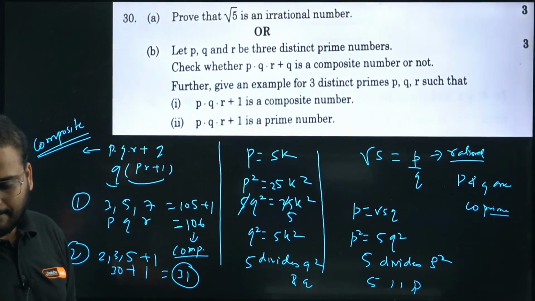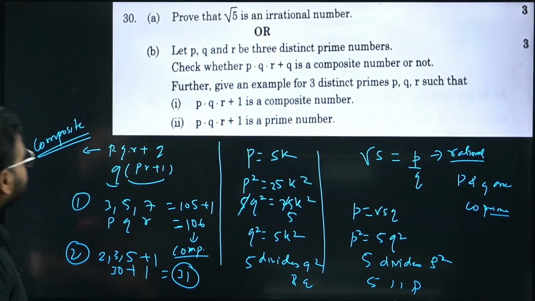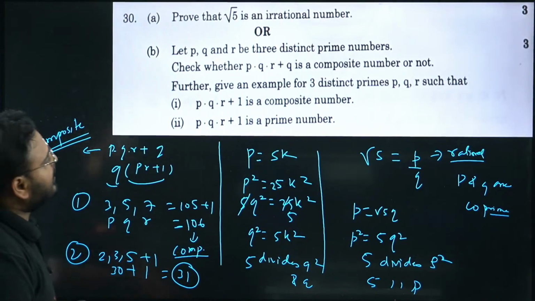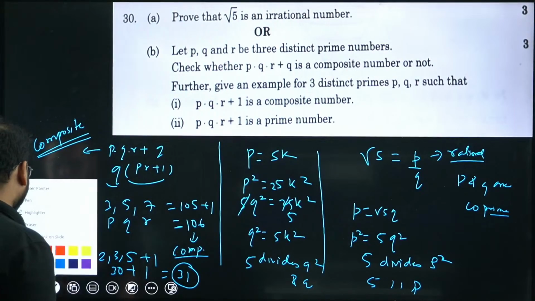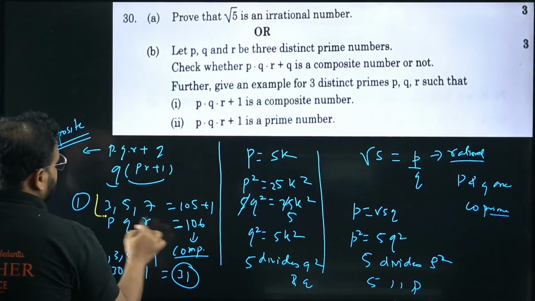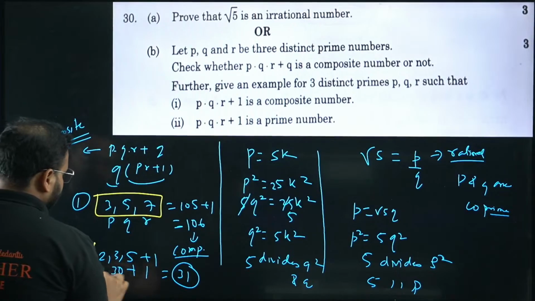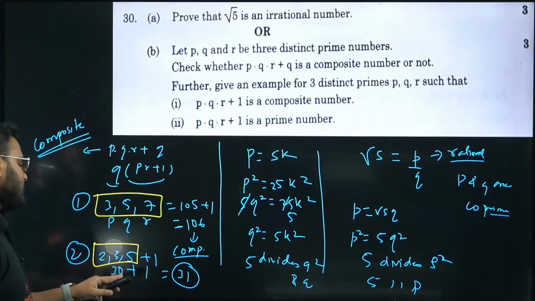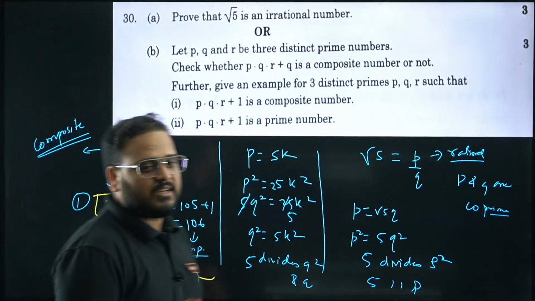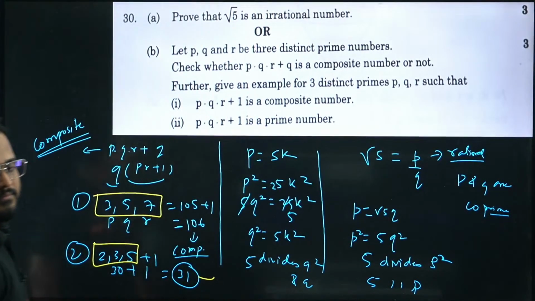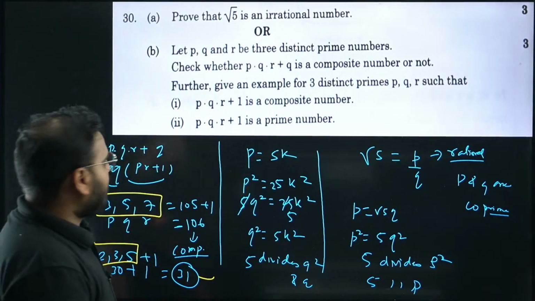Alright, let's move on now. So this is done. First PQR, the composite number using 3, 5 and 7. I can just highlight this for all of you. 3, 5 and 7. Okay, and 2, 3, 5 as your prime numbers, giving me the value to be 31, which is a prime number. So 30th is done. Okay, have a look. This is clear. Alright, moving on now.